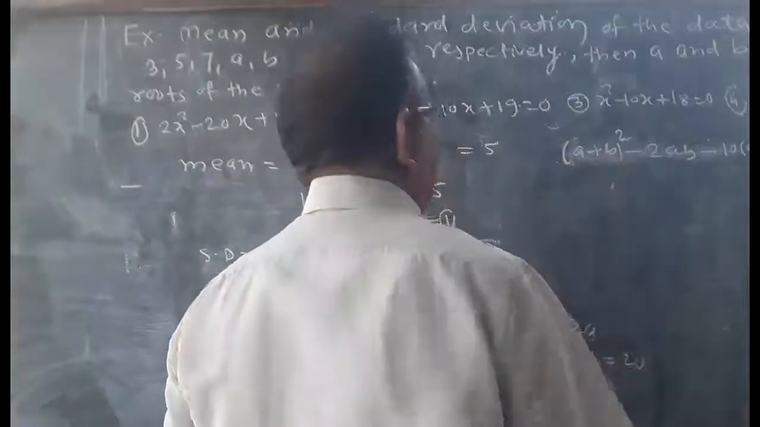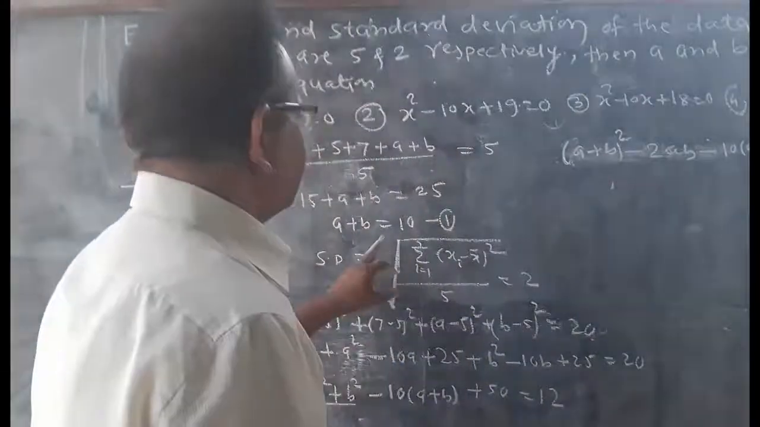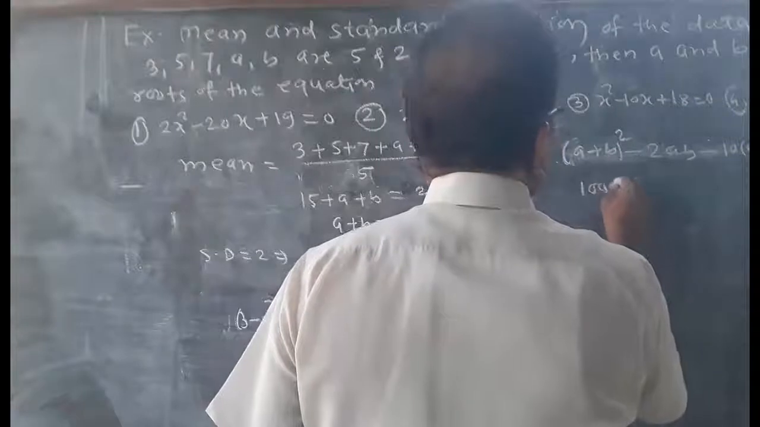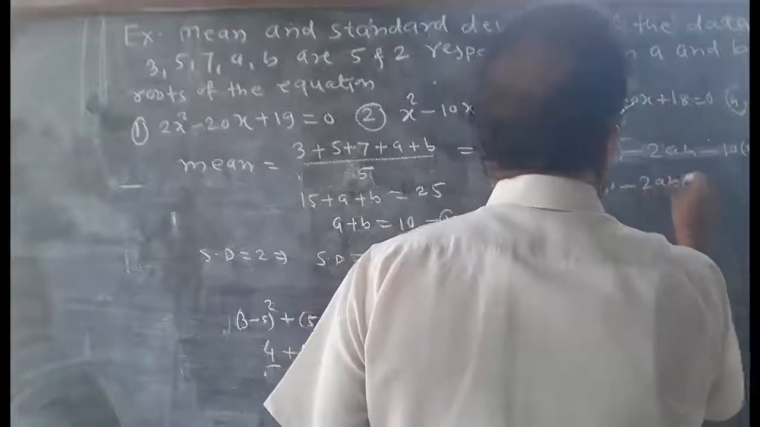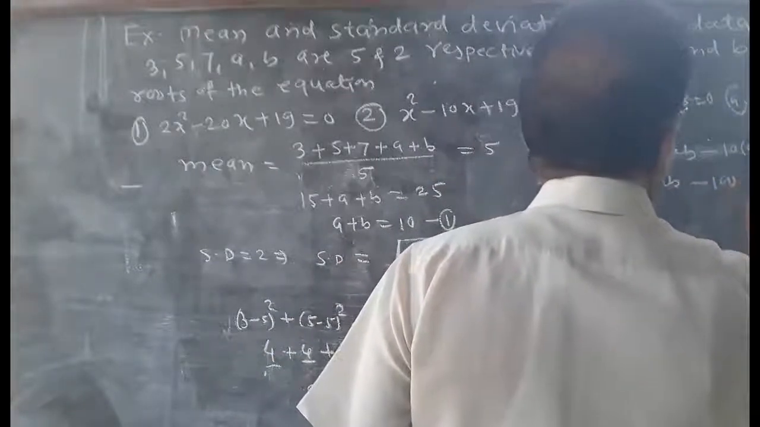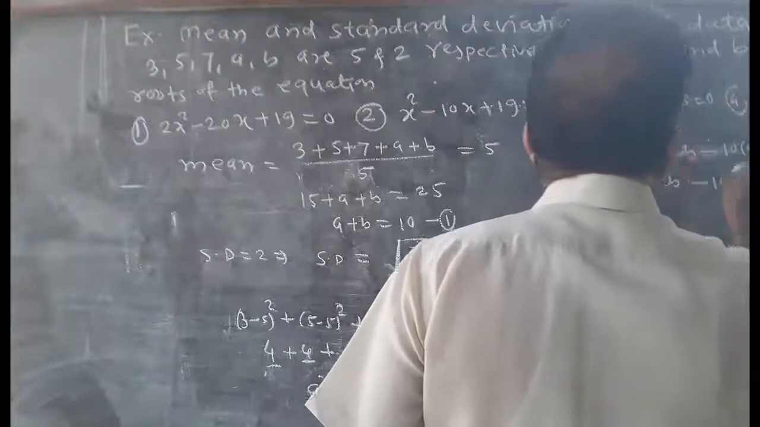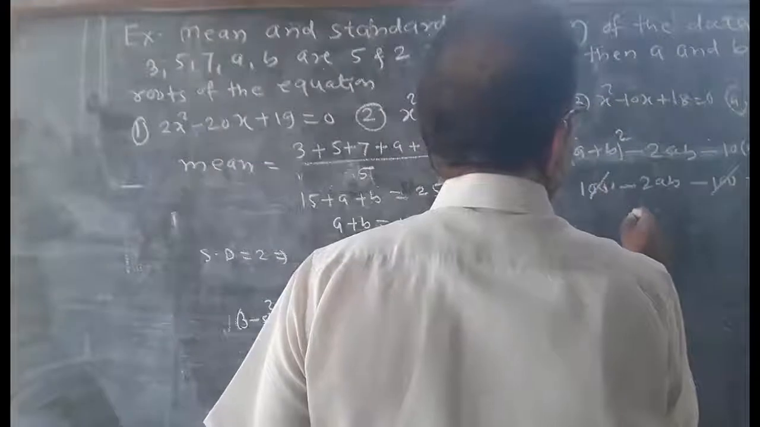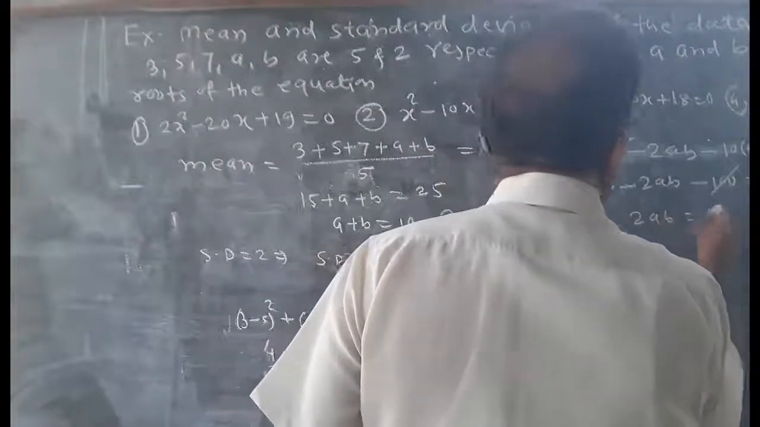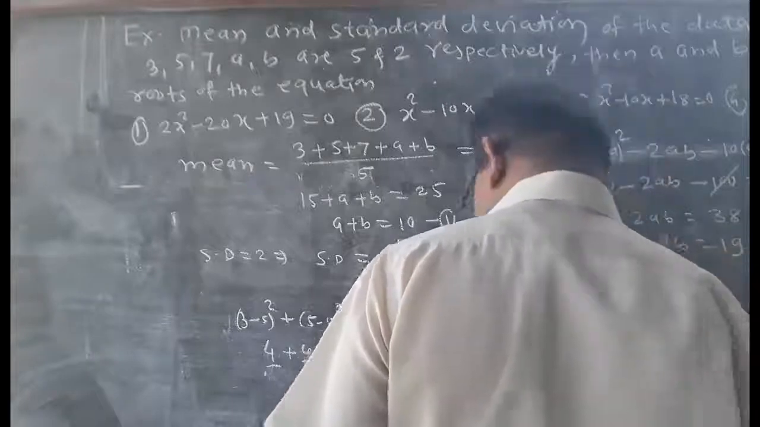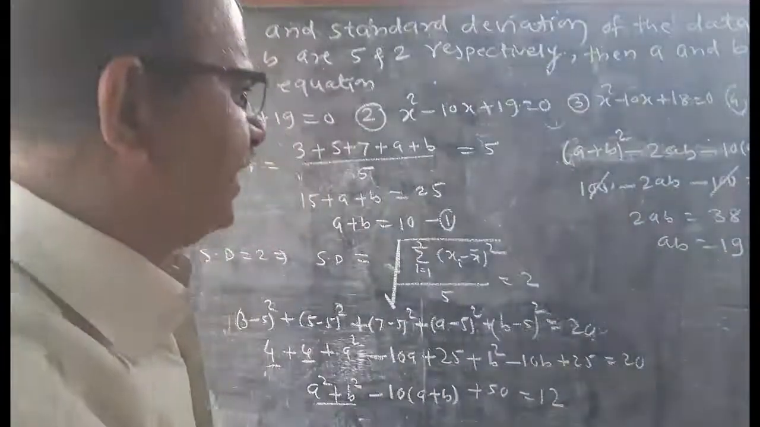(a plus b) square, a plus b is 10, 10 square is 100, minus 2ab minus 10 into 10, 100, equal to minus 38. 100 gets cancelled. 2ab equal to 38, ab equal to 19.